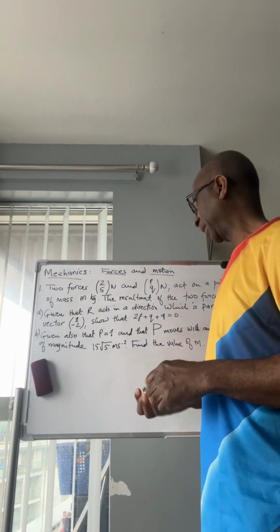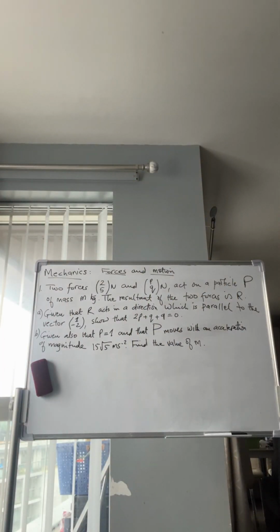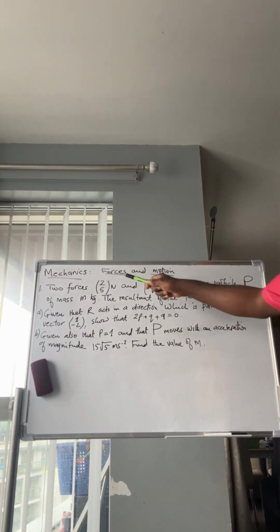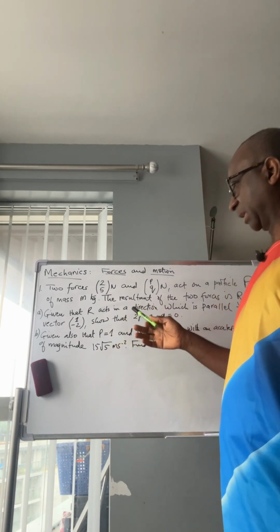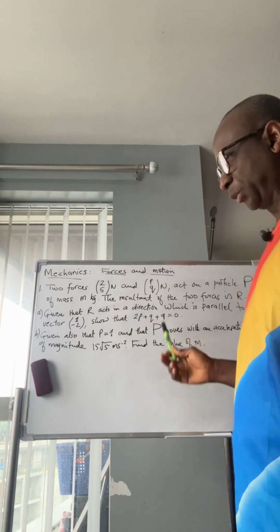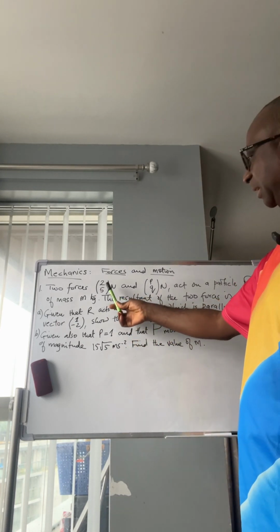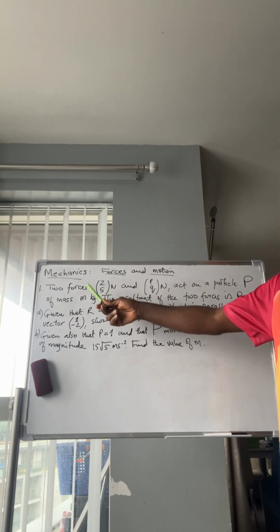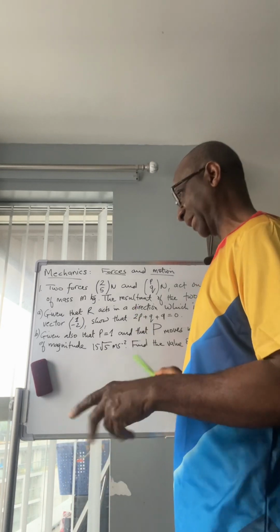This is a problem under mechanics, forces and motion, which I would like us to look at. The problem says that two forces, 5 newtons. Forces can be expressed in a vector form with the unit vectors. It can also be represented in this format as a column matrix. So this is a vector, this is a vector. There are different ways to write vectors.